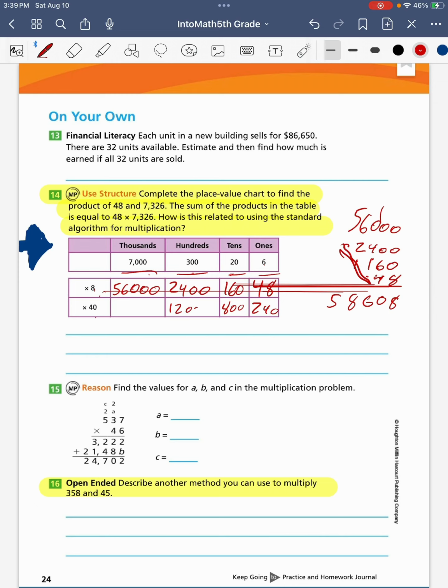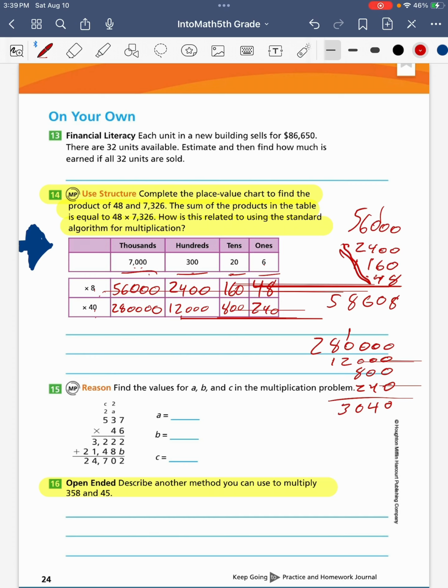40 times 300 is 12,000. And 40 times 7,000, 4 times 7 is 28. 1, 2, 3, 4 zeros. Which is now 280,000, 12,000, 800, 240. Add it all up.